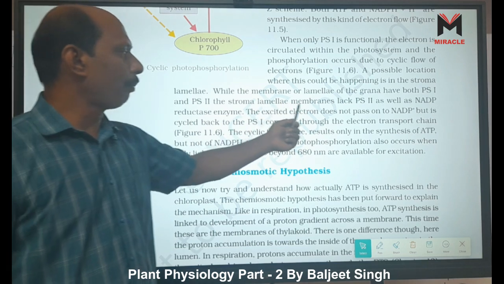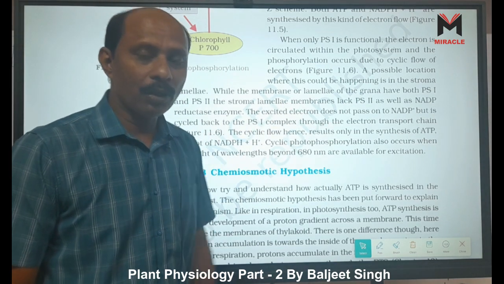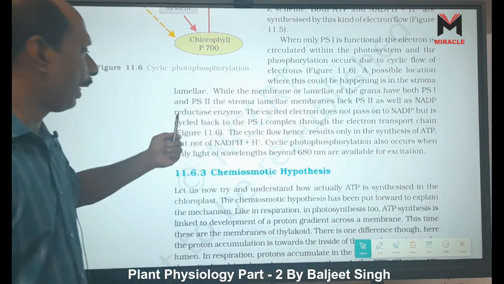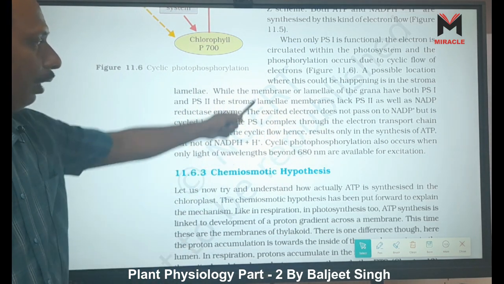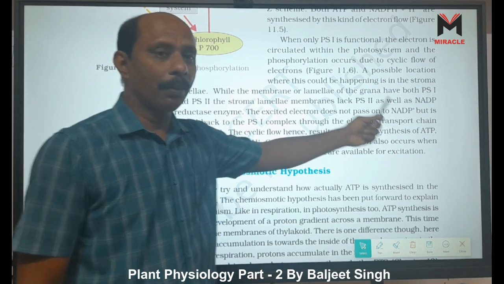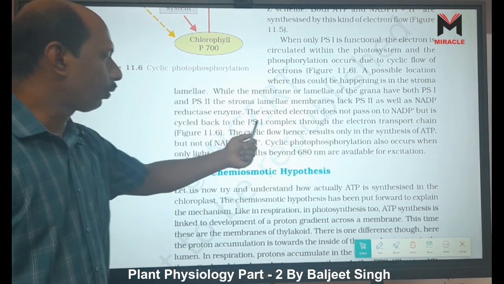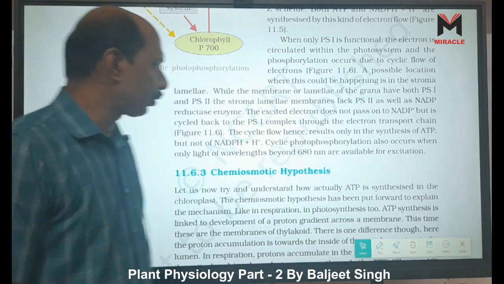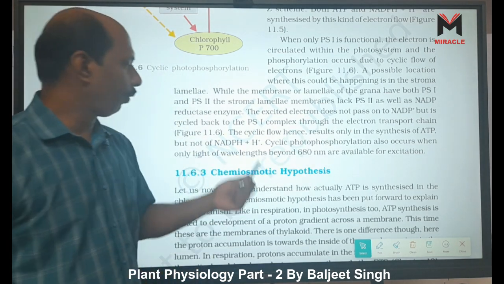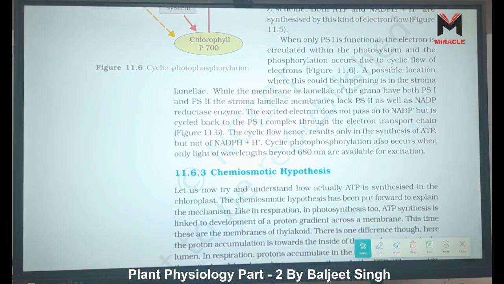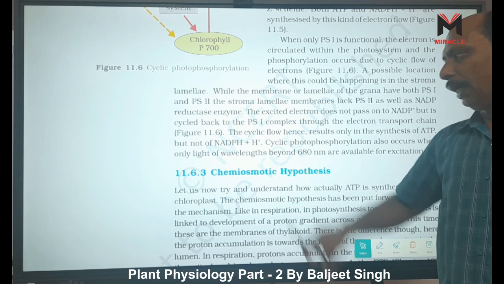The stroma lamellae membranes lack PS second, and the NADP reductase enzyme is also absent in stroma lamellae. The excited electron does not pass to NADP but is cycled back to the PS first complex through the electron transport chain, and this is called cyclic flow. The cyclic flow hence results only in the synthesis of ATP but not in the reduction of NADPH2.